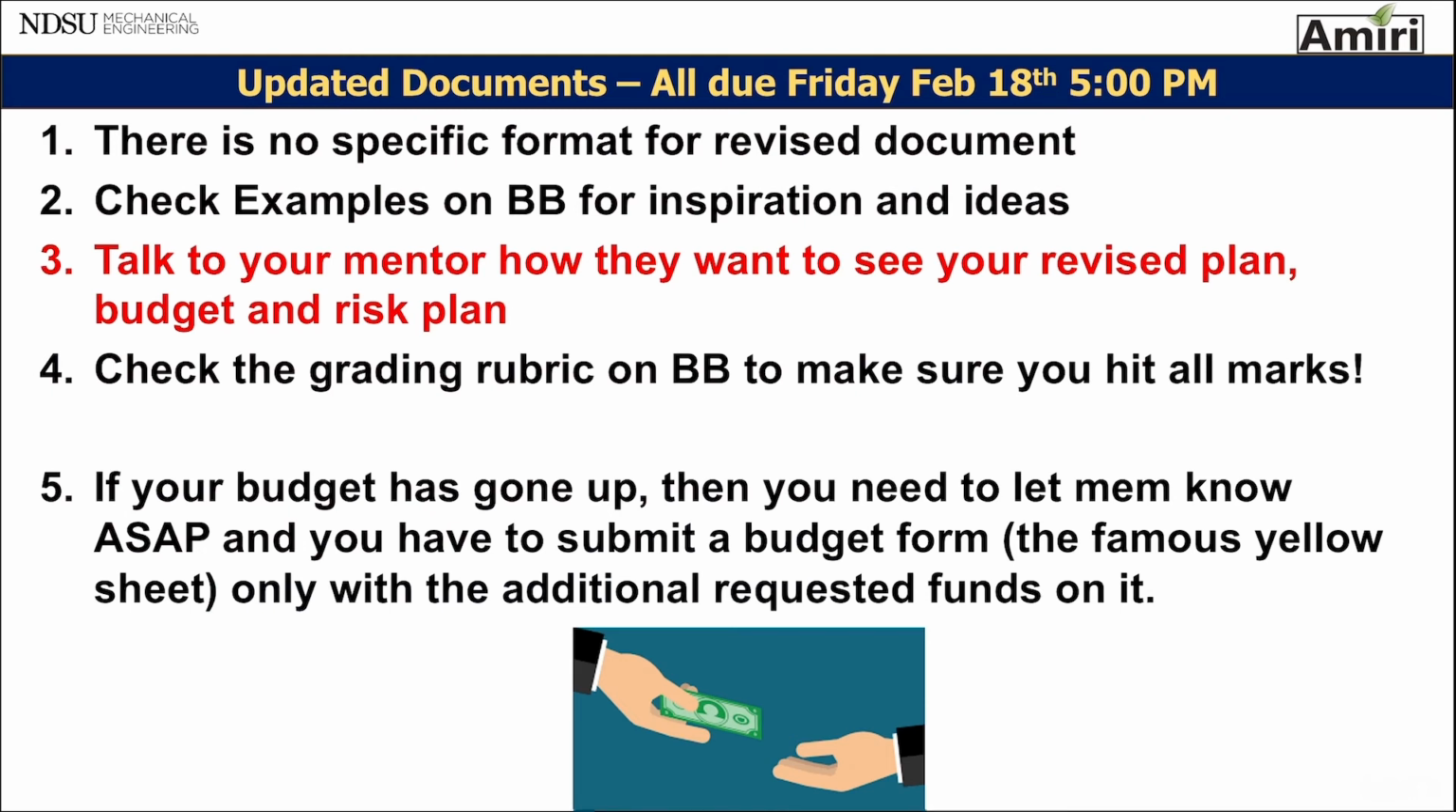On that budget, you only put what additional funds you're requesting. So if you requested and were granted $3,000, now you require $3,200, you only put $200 on that budget sheet, and you get it submitted. If your budget has gone down or is unchanged, you do not need to do anything or take any action. Only if your budget has gone up.